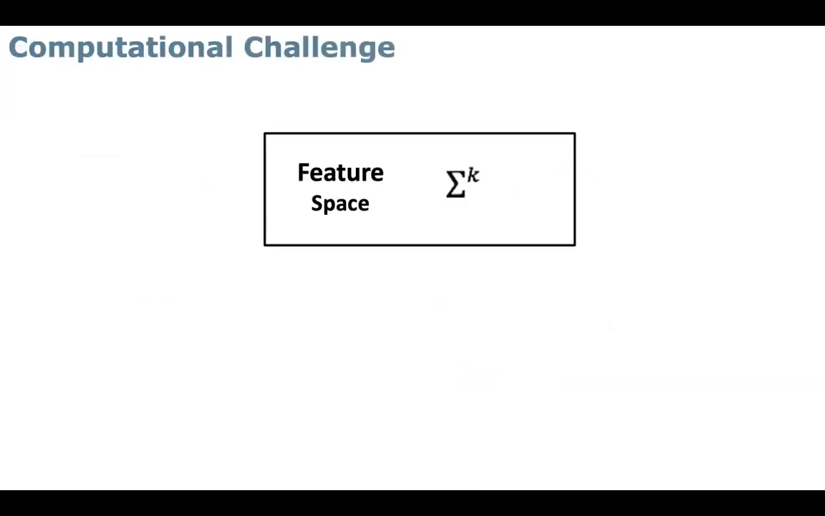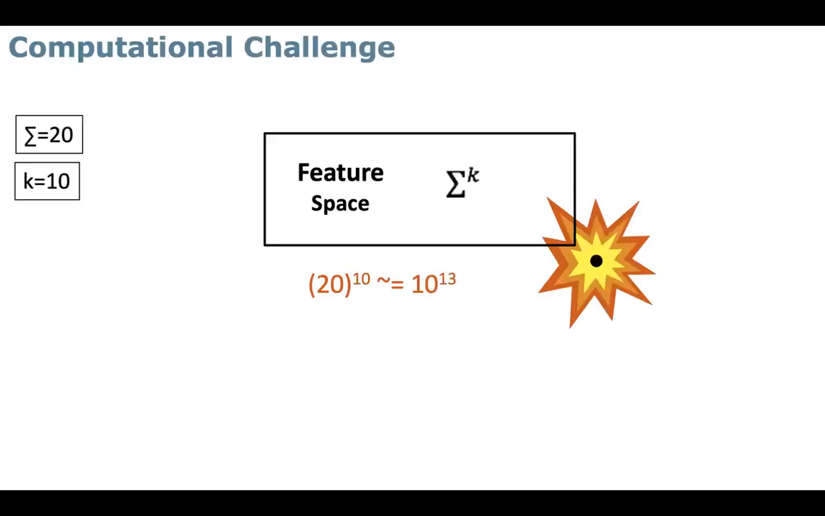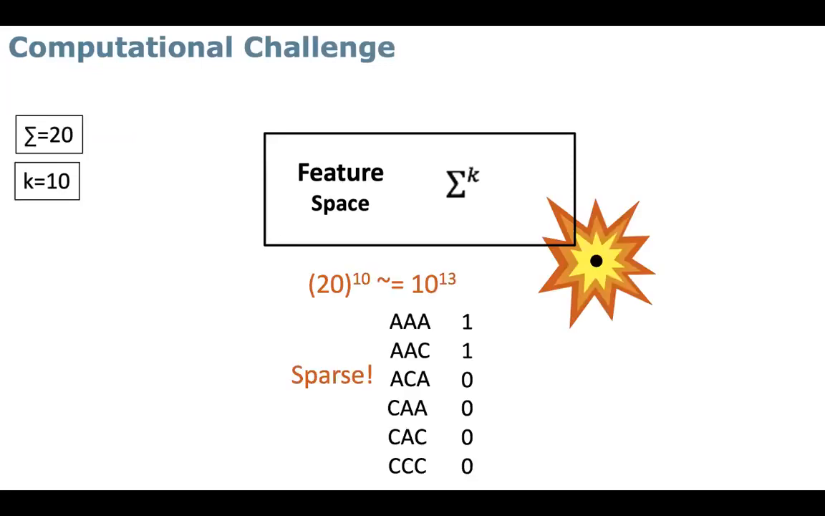So these two families of approaches all have the issue that the feature space is sigma to the k. Let's use protein as an example. If you have an alphabet size of 20, and 20 to the k with k equal to 10, you have 10 to the 13 space to consider. That's your vector space. And this is extremely sparse and also extremely large. Searching for all possible k-mers in one of the strings is certainly not feasible.